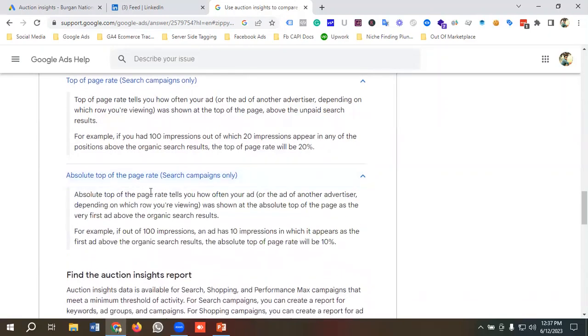And the last one is absolute top of the page rate. Absolute top of the page rate tells you how often your ad or the ad of another advertiser, depending on which row you are viewing, was shown at the absolute top of the page, as the very first ad above the organic search results. For example, if out of 100 impressions, an ad has 10 impressions in which it appears as the first ad above the organic search results, the absolute top of the page rate will be 10%.